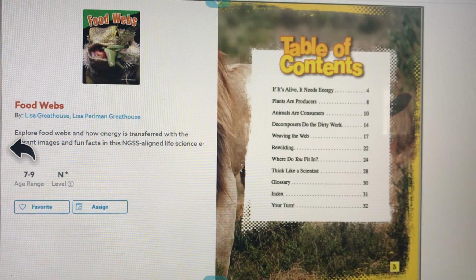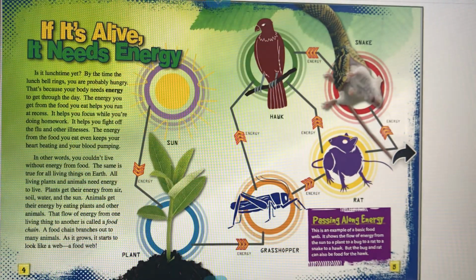Today's read aloud is Food Webs by Lisa Greathouse. The pictures are by Lisa Perlman Greathouse. I think it's the same person. This is a level N book, which is why I'm reading it to you, because a level N is a beginning of third grade reading level.